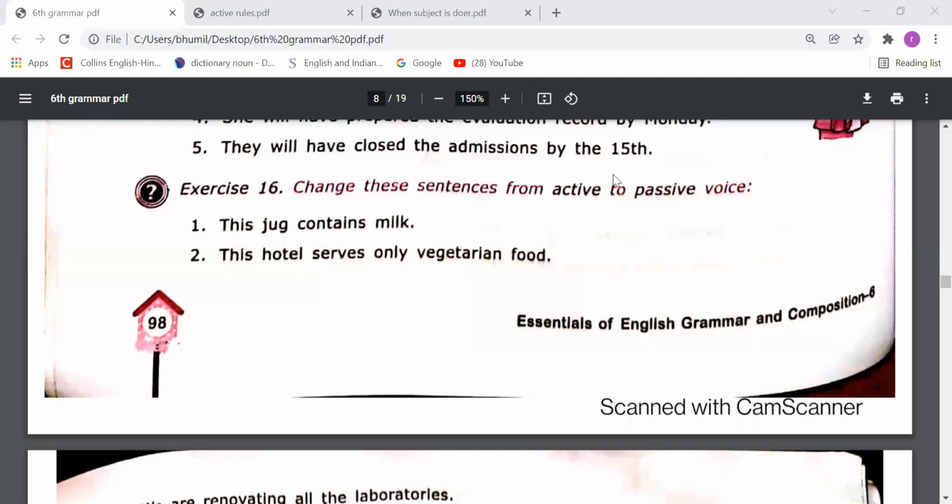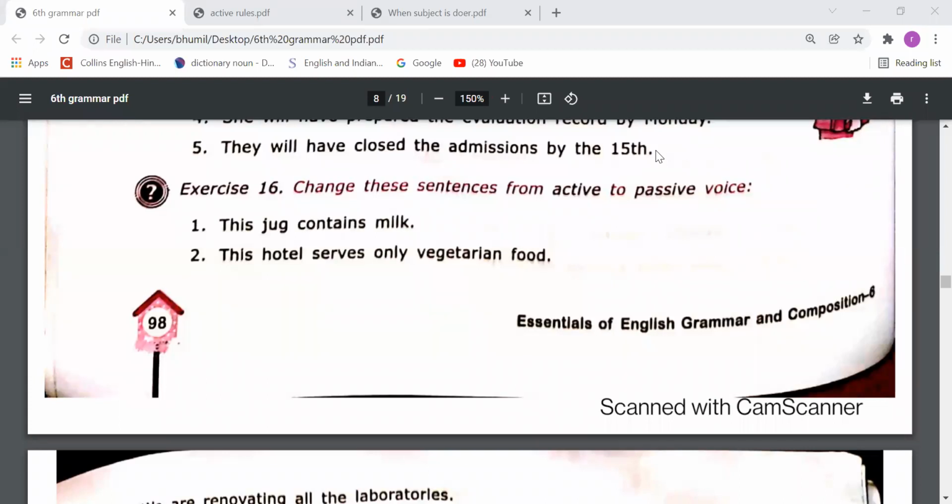Simple present. Yes, very good. Because the S form is there, meaning first form singular, and first form singular we use in the simple present tense, right? So there is no need to change the tense of the sentence. The same we have to use, meaning the first form of be we have to write here. First form of be is 'is', that's why we have used it according to our subject. Our subject is milk. So our passive sentence is that milk is contained by this jug.